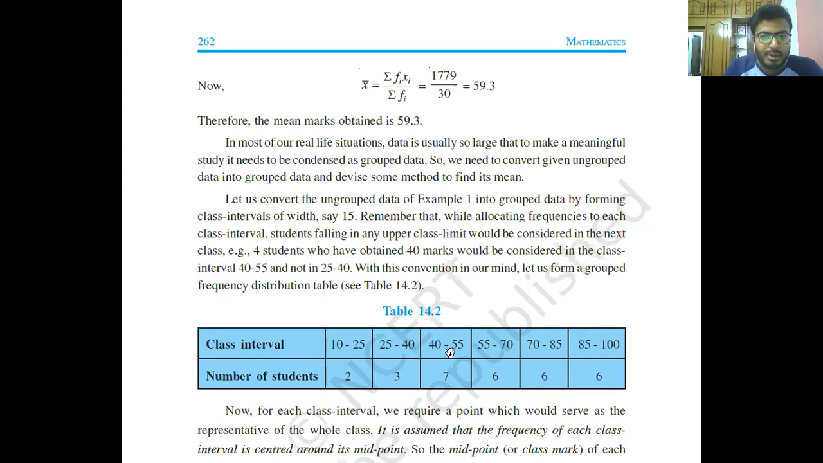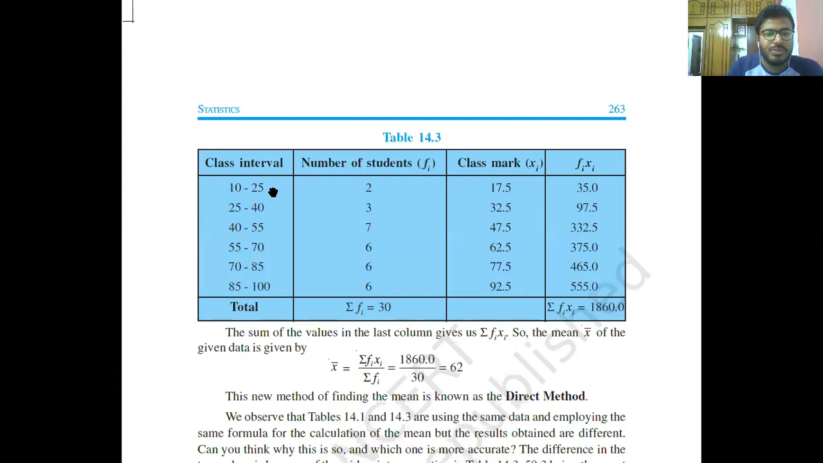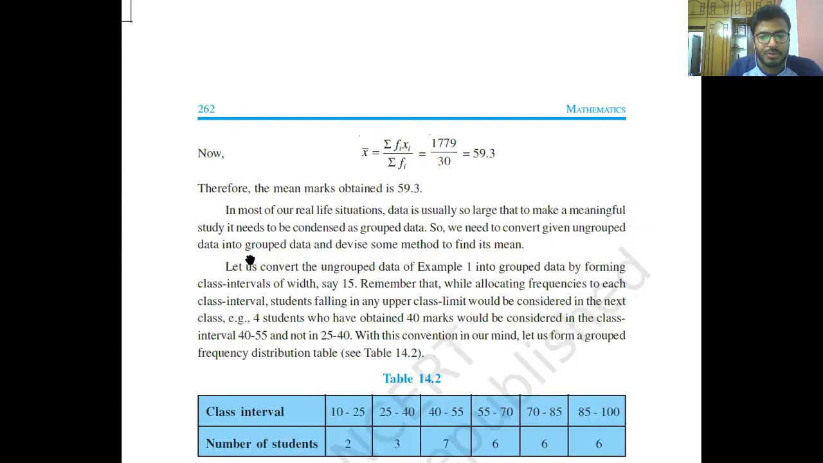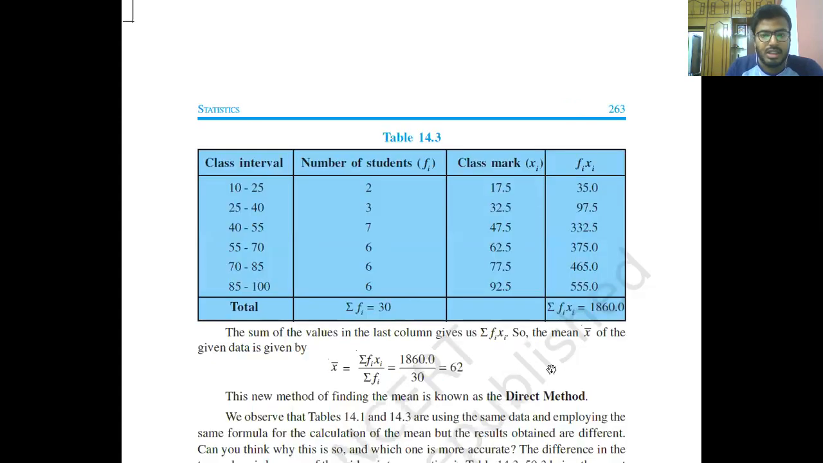Okay, now the class interval and number of students we have just arranged, as it is given here. Now with the number of students we have here, we are having the next column, that is known as the class mark. Already we discussed what a class mark is.